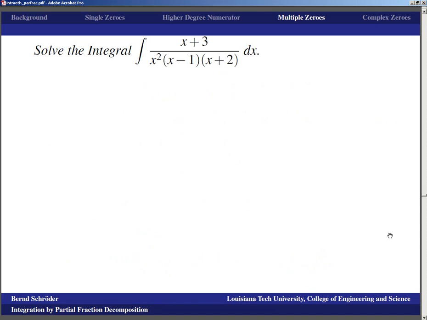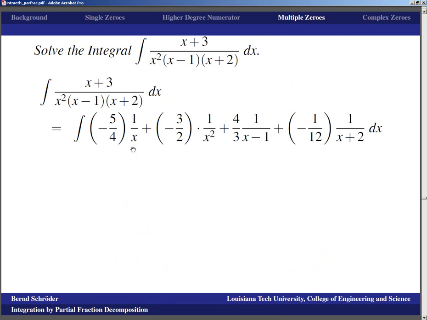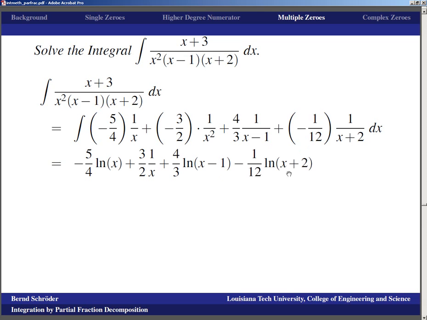Okay, we now solve the integral because we know that our integral of this rational function is the integral of this lengthy sequence of terms that is just copied straight from the other slide, and now we integrate. We get negative 5/4 times ln x, because that's the antiderivative of 1 over x, plus 3 halves times 1 over x, right? Because when you integrate 1 over x squared, you get negative 1 over x, and so the two negative signs cancel. Plus 4/3 ln x minus 1, no problem there. Minus 1/12 ln x plus 2, and we've got the ubiquitous plus c, and we're done again.